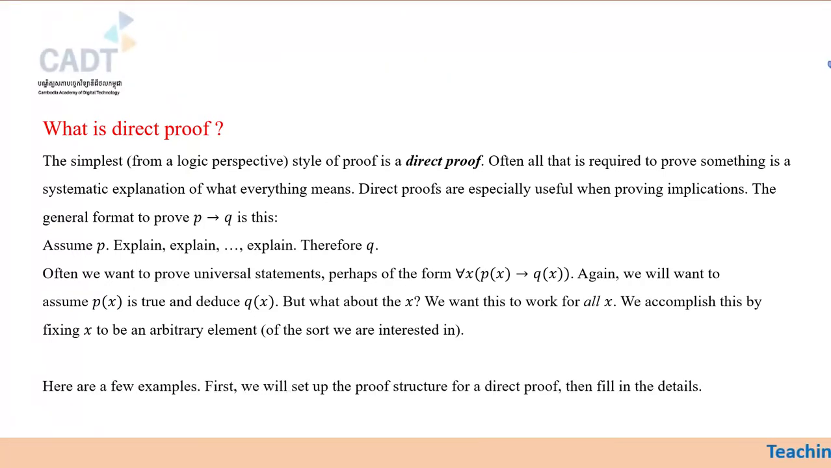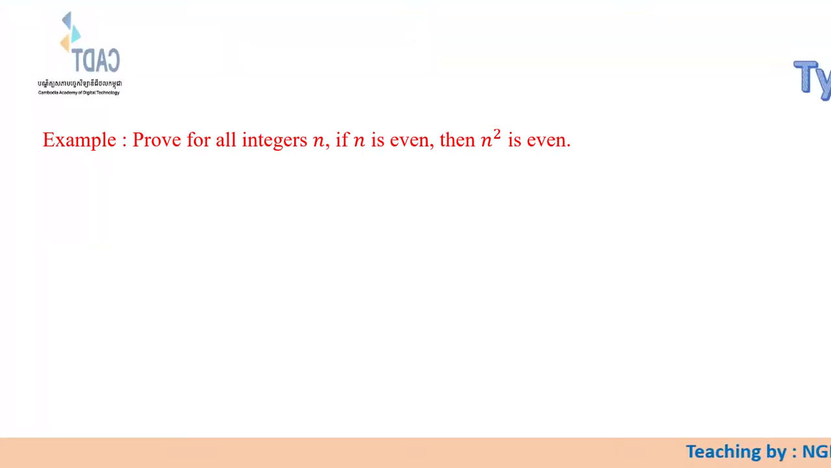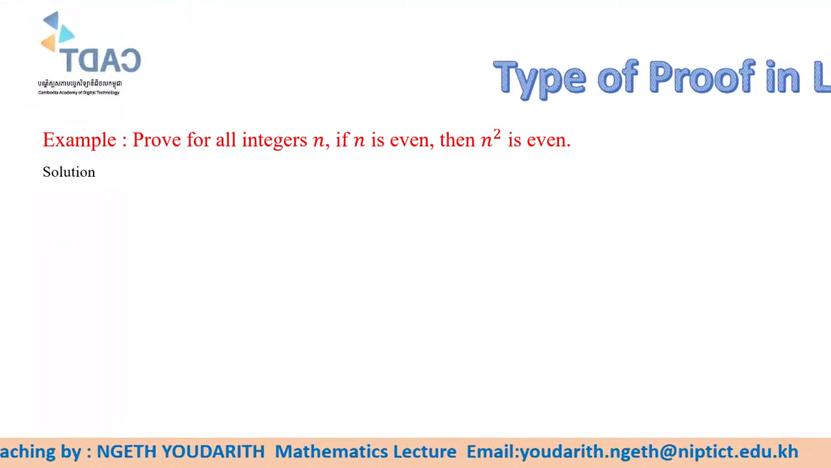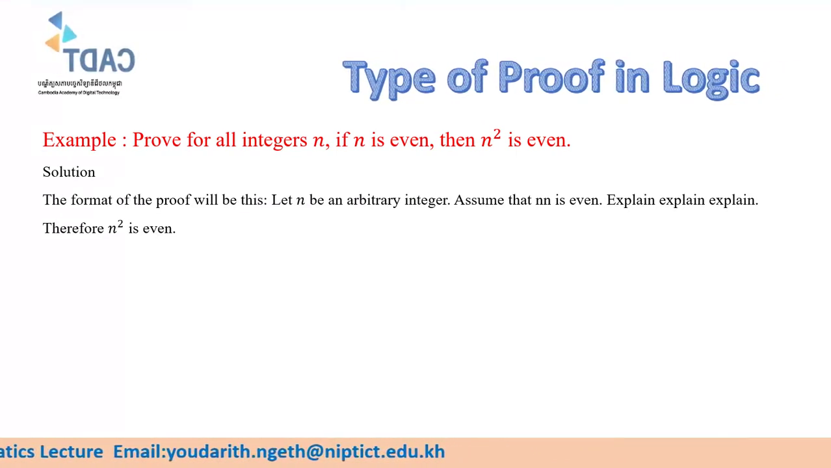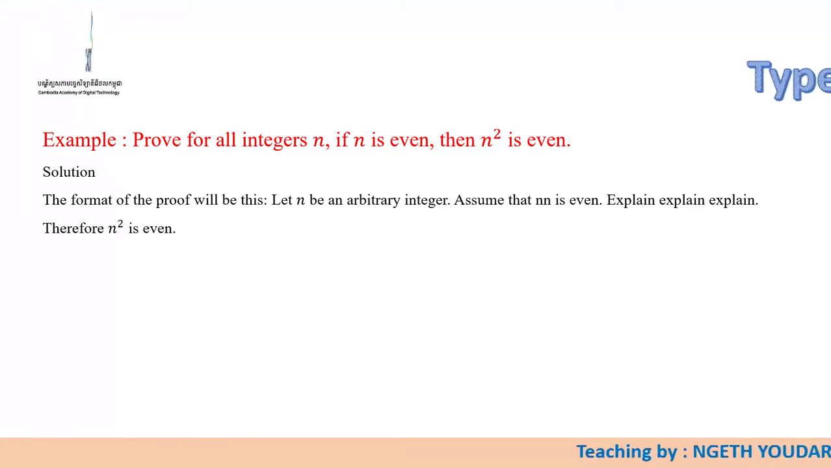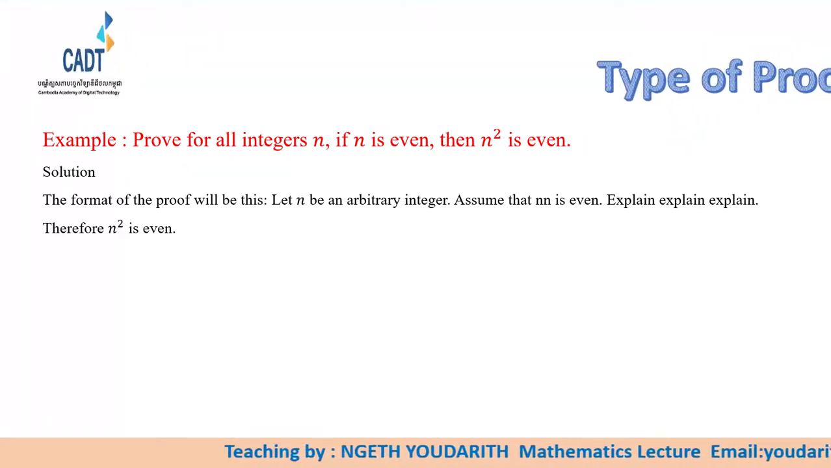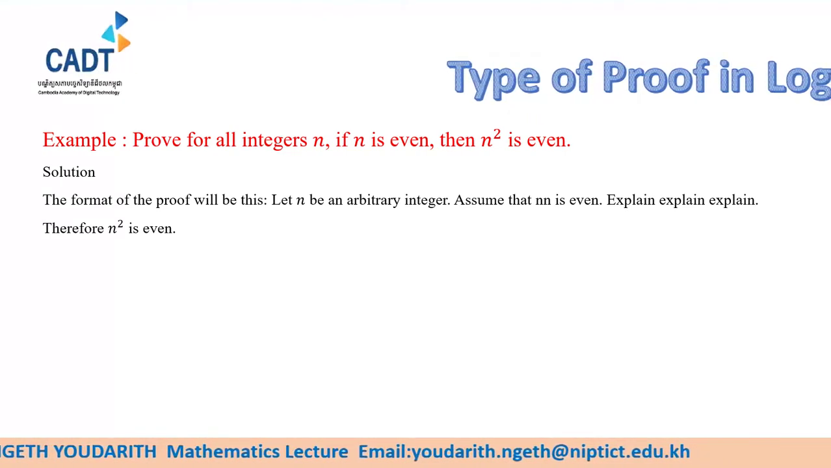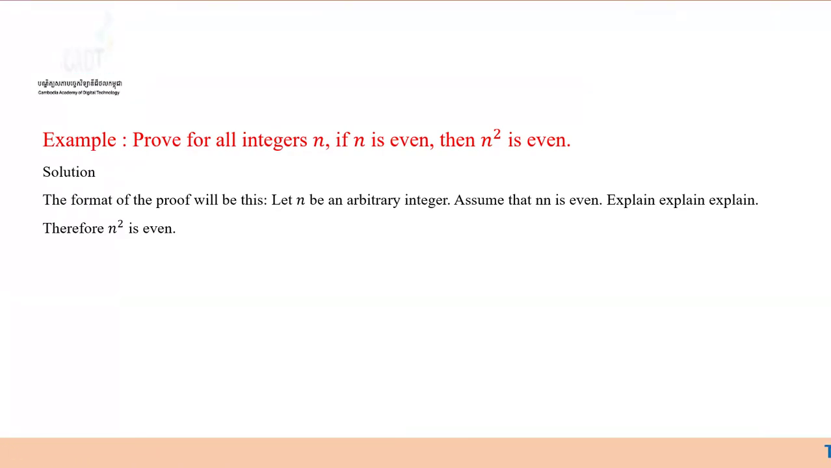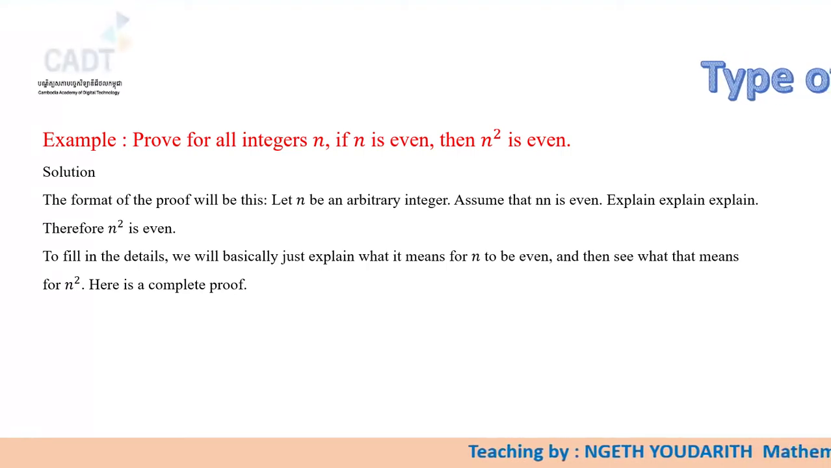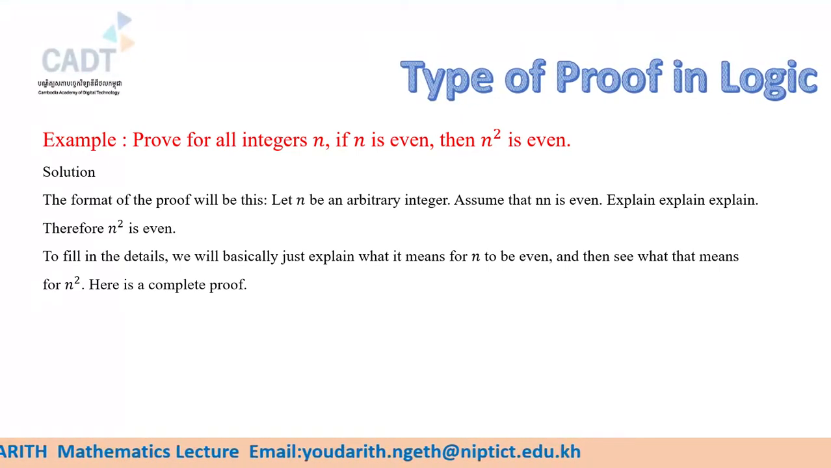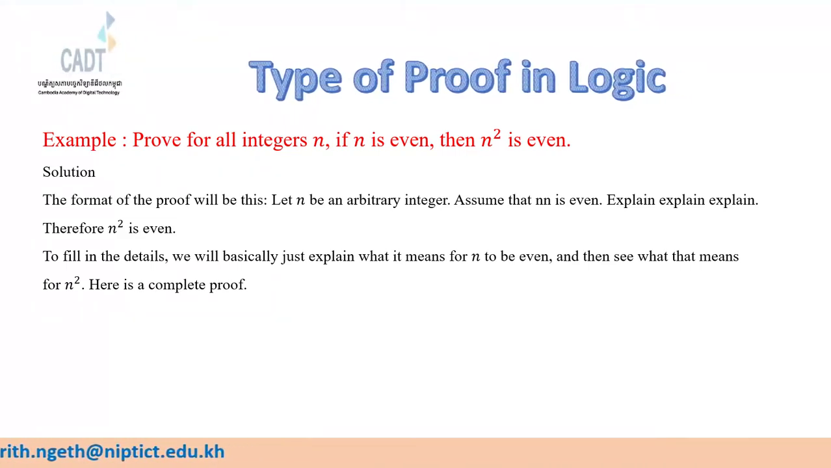Here are examples of direct proof. Example, prove for all integers, if n is even, then n squared is even. So solution, the format of the proof will be this. Let n be an arbitrary integer. Assume that n is given, this one is n. Yeah, n is given, is even. Explain, therefore we get n squared is even number. To fill in the detail, we will basically just explain what it means for n to be even, and then see what that means for n squared. It is a complete proof.